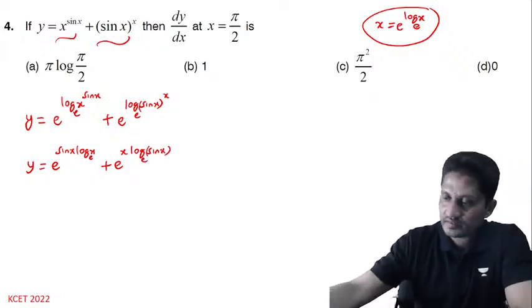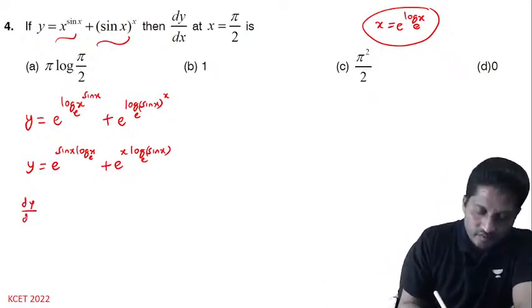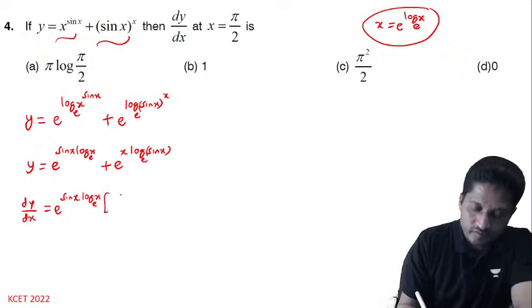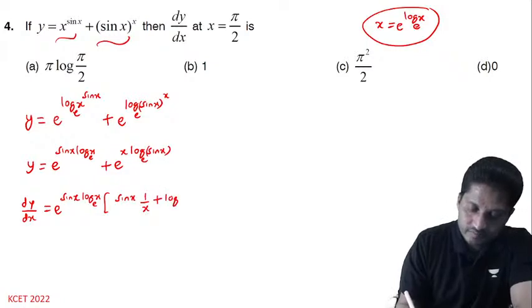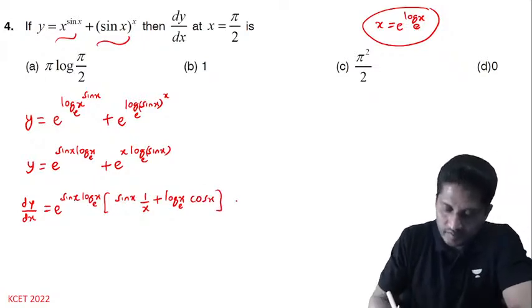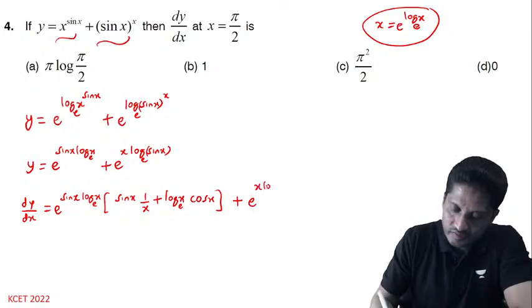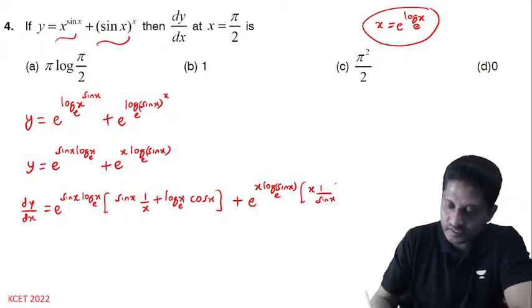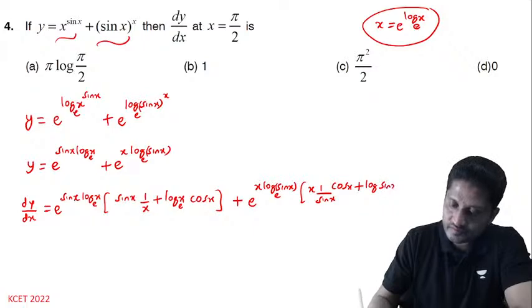Alright, now if I differentiate this, dy by dx is equal to differentiation of e power x is e power x, e power sin x into log x. Okay, now chain rule. First function is sin x, differentiation of log x is 1 by x, plus second function is log x, and differentiation of sin x is cos x. Plus this is e power x into log of sin x. First function is x, log of sin x differentiates to 1 by sin x, differentiation of sin x is cos x, plus second function is log of sin x, and differentiation of x is 1.